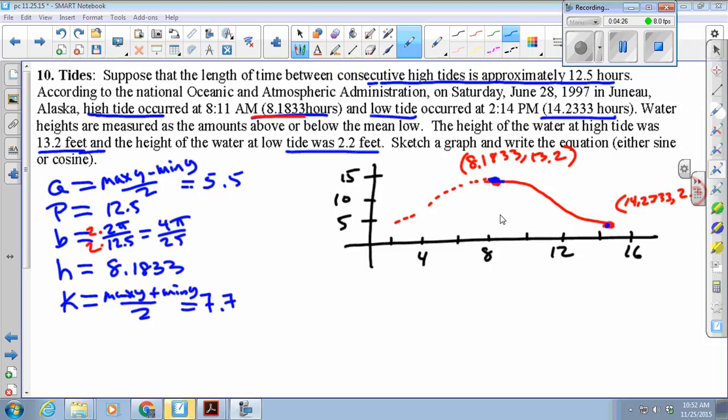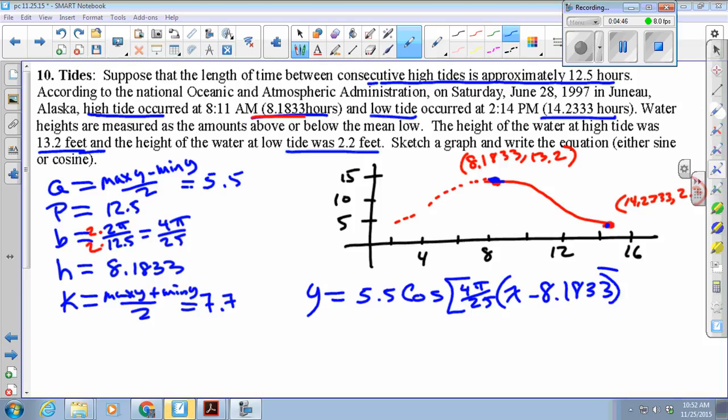I now have all the information I need to write this as a cosine function. y equals 5.5 cosine of (4 pi over 25)(x minus 8.1833) plus the k value, 7.7. You could write it as a negative also if you wanted to.